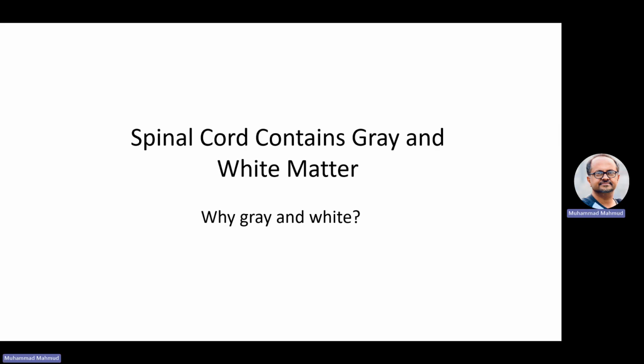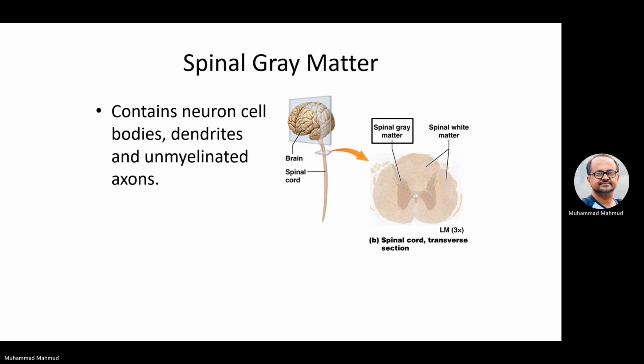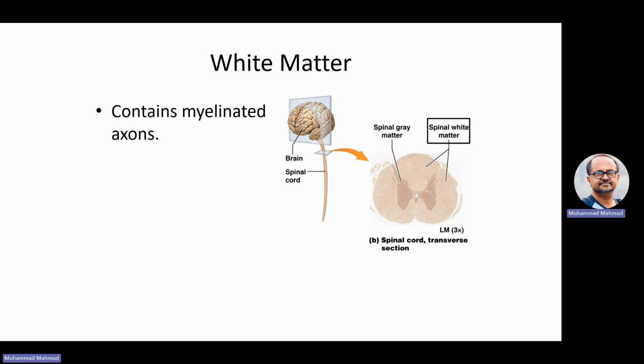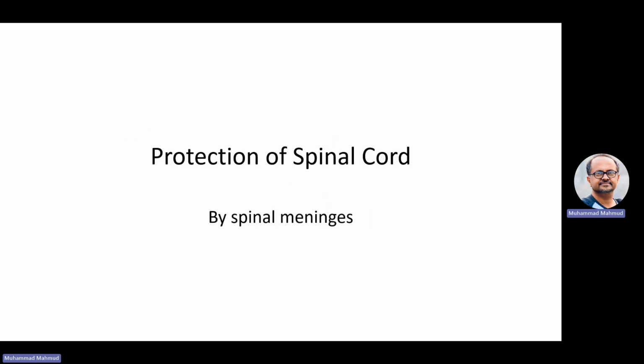Spinal cord has two areas, gray and white matter. The gray matter is inside, that is the inner part of the spinal cord. It contains neuron cell bodies, dendrites, and unmyelinated axons. This is unlike the brain. Brain has the gray matter outside. In spinal cord, it will be inside. The white matter is outside, so it contains myelinated axons. So that is the difference between white matter and gray matter.